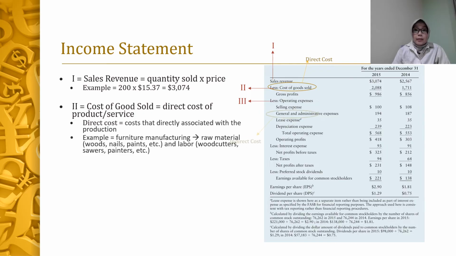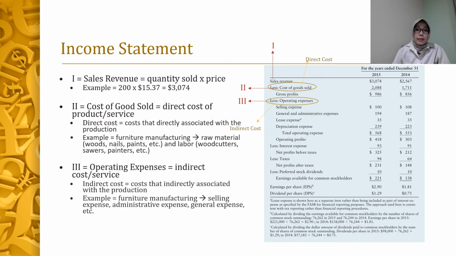And the third one is the operating expenses. The operating expenses are the indirect cost, which is the cost involved in the production of the goods or service, only not directly. For example, in furniture manufacturing, the selling expenses, the administrative expenses, the general expenses, and so on, are what we call the indirect cost or service associated with the production.